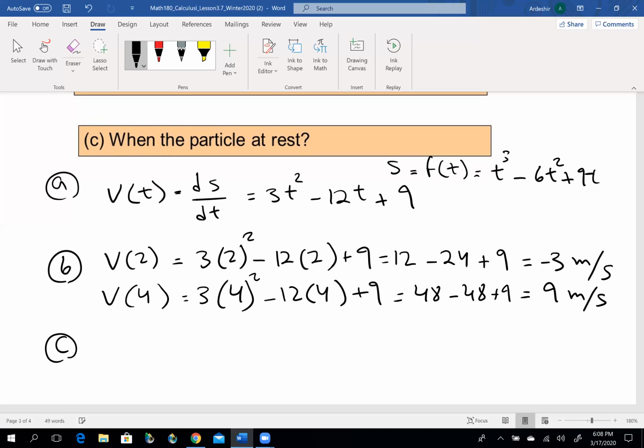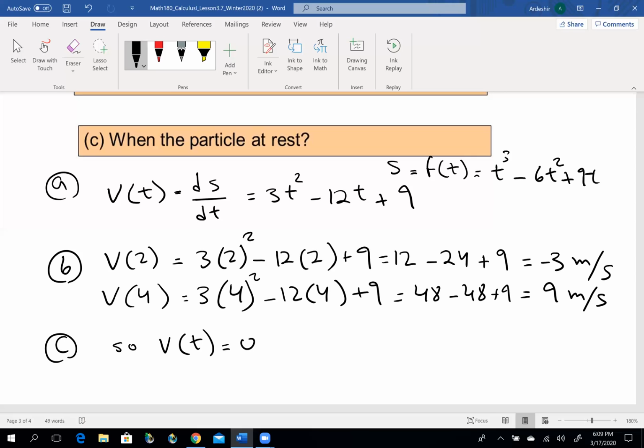So now let's do part C. Part C says when is the particle at rest. So the particle is at rest when the velocity at time t is equal to 0. So the velocity at time t is equal to 0.